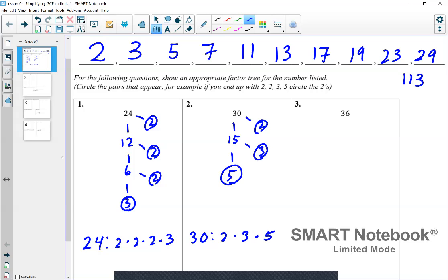Now you might be wondering, Mr. Kreisler, why am I writing it out like this? Well, this is also a way of checking yourself. 2 times 3 is 6. 6 times the 5 equals 30. So if you break this down properly, when you multiply all the primes back, you should get the original number. That's just a little trick to help you guys out. Try breaking down 36 on your own.